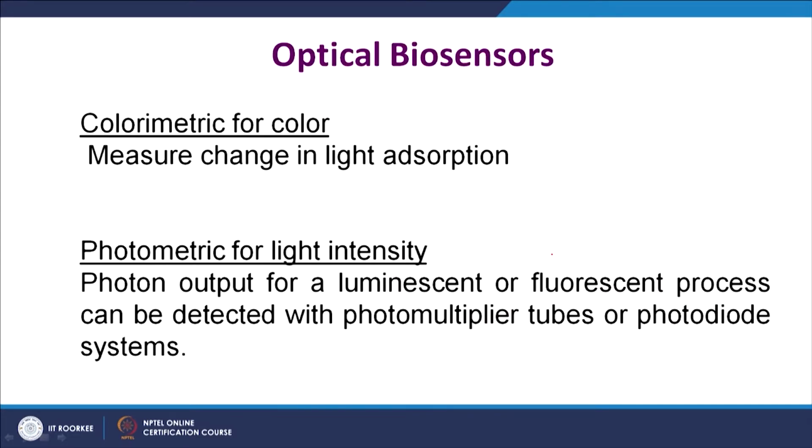Alrighty, next we have optical biosensors. For optical biosensors I wanted to give the example of other sequencing techniques, the next generation sequencing techniques such as Illumina sequencing and pyrosequencing especially. When the sequencing reaction happens, depending on what kind of technique it is, light is emitted and then we can detect the photons, we can take pictures and then we know whether we have A, T, G or C. Again, not biosensors, but they work on optical based measurement. Similarly, we can have optical biosensors. Then we can also have photometric sensors for light intensity. Basically, photon output for a luminescent or fluorescent process can be detected with photomultiplier tubes or a photodiode system.